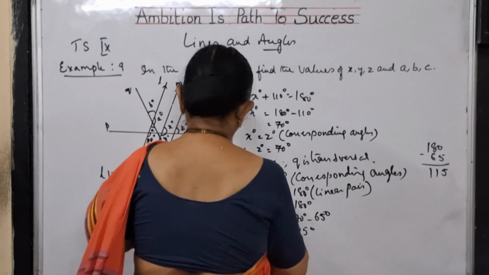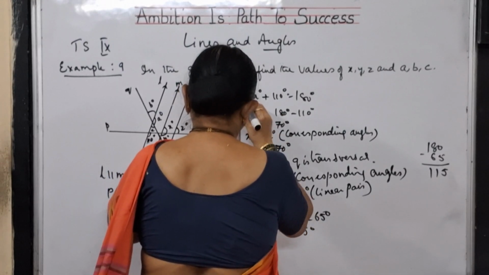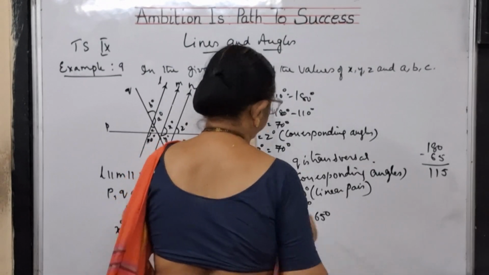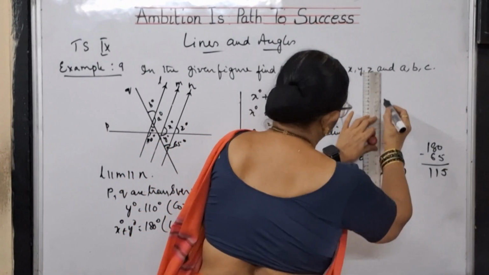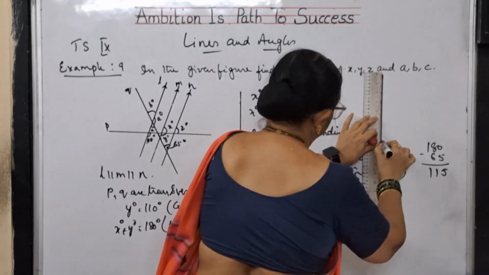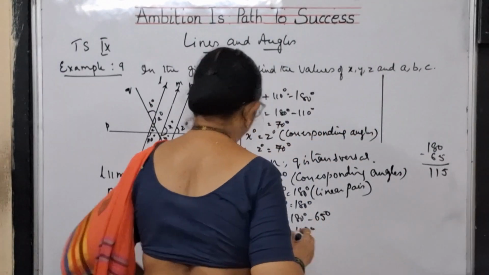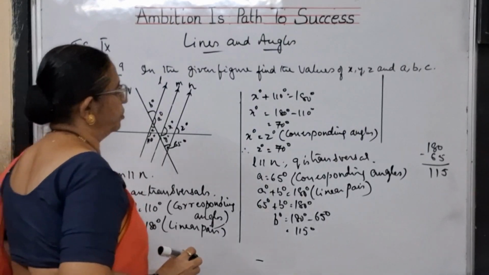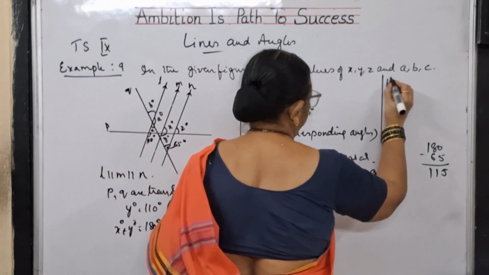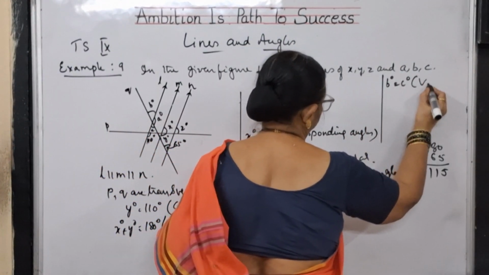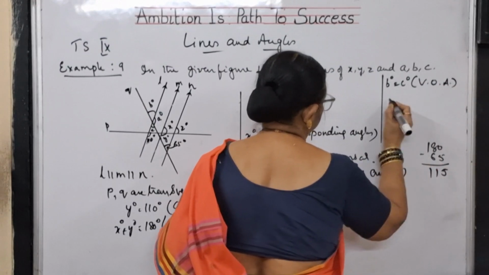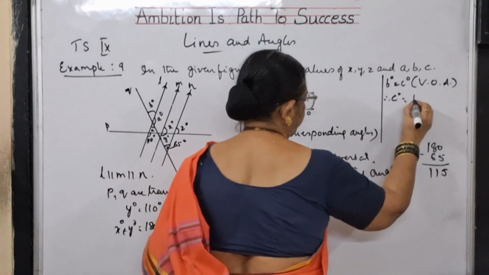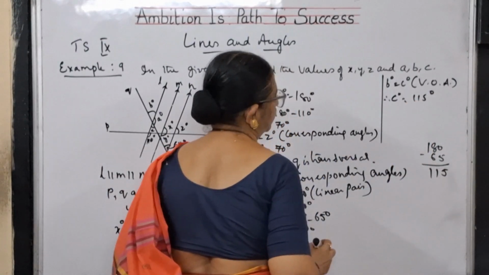Now, B and C, I am continuing here. Let me draw the lines so that it will be convenient for you to understand. I am drawing a line here. See, B and C are equal. They are vertically opposite angles. B degrees is equal to C degrees because they are vertically opposite angles. Therefore, what is C degrees? B how much? 115. So, this is also 115 degrees.